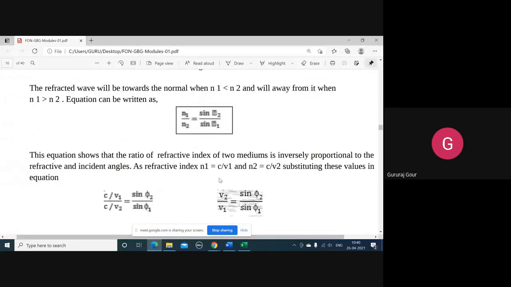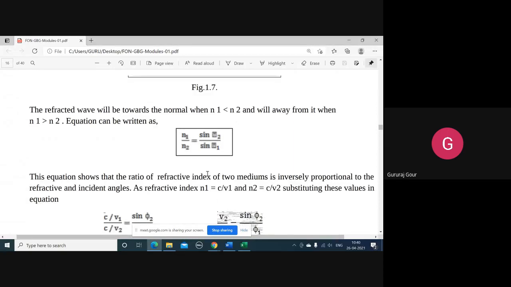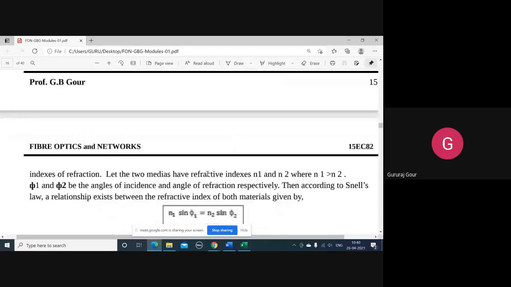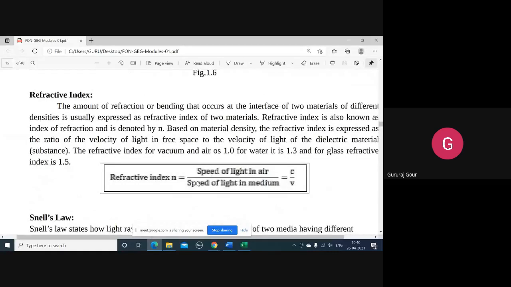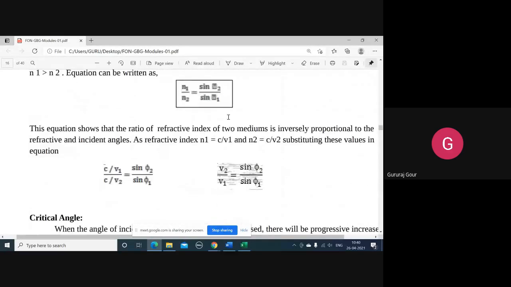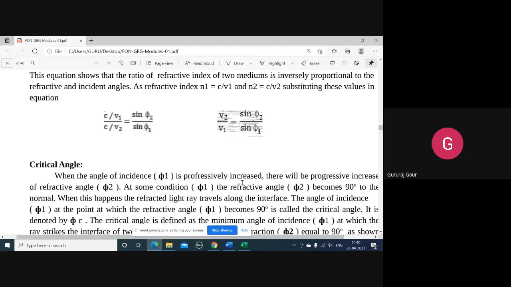So if we express a refractive index in terms of C by its physics definition, N equal to C by V, if you substitute this here, you will get the relationship in terms of velocities. Try to remember this as a formula, which is useful in solving the problems.